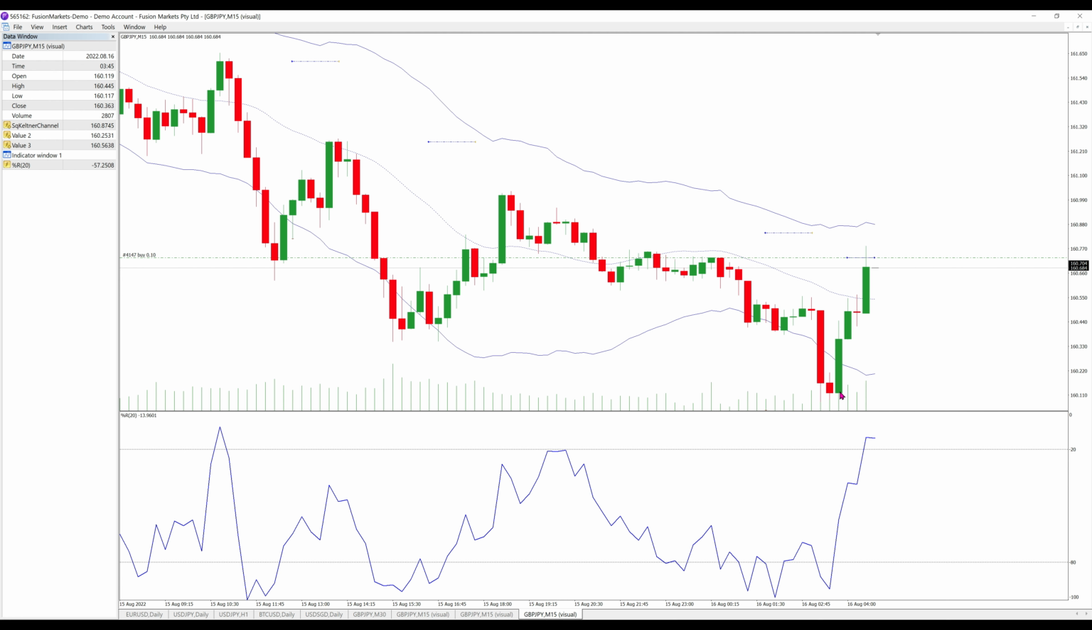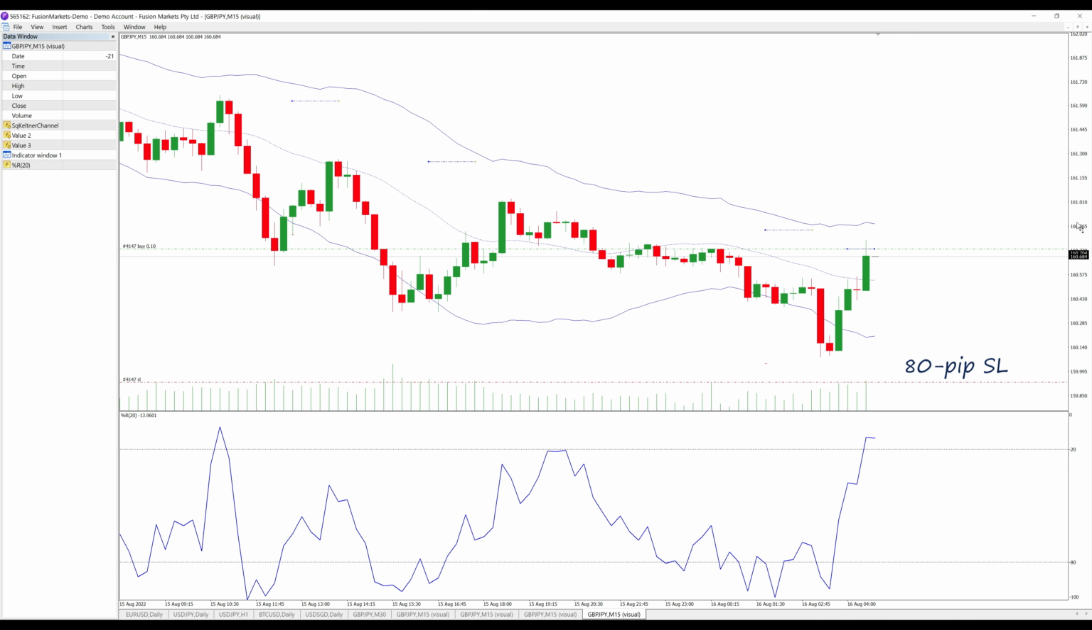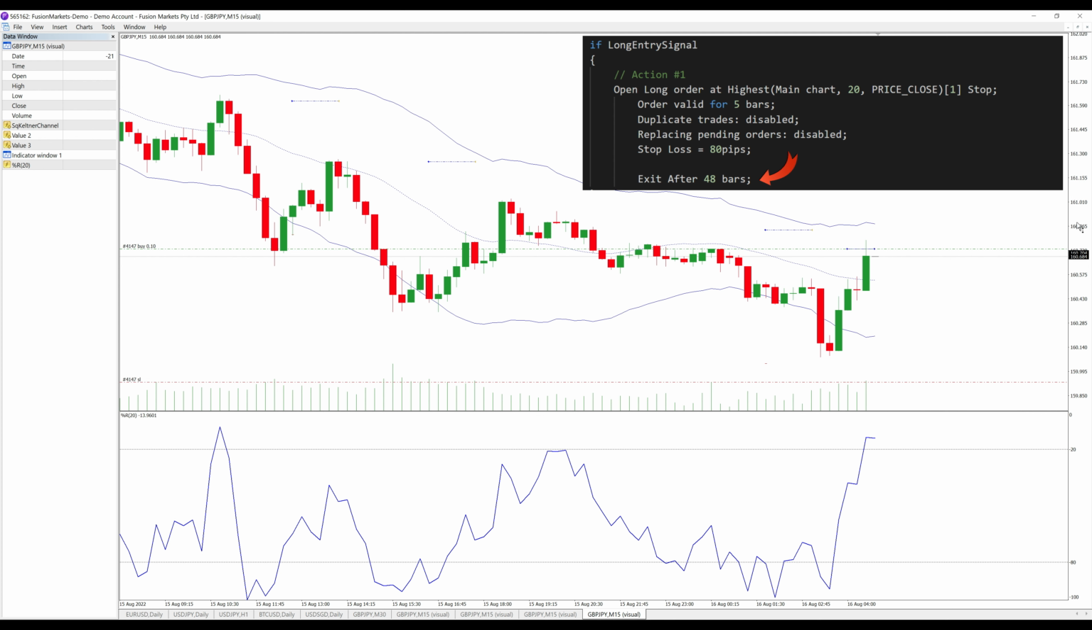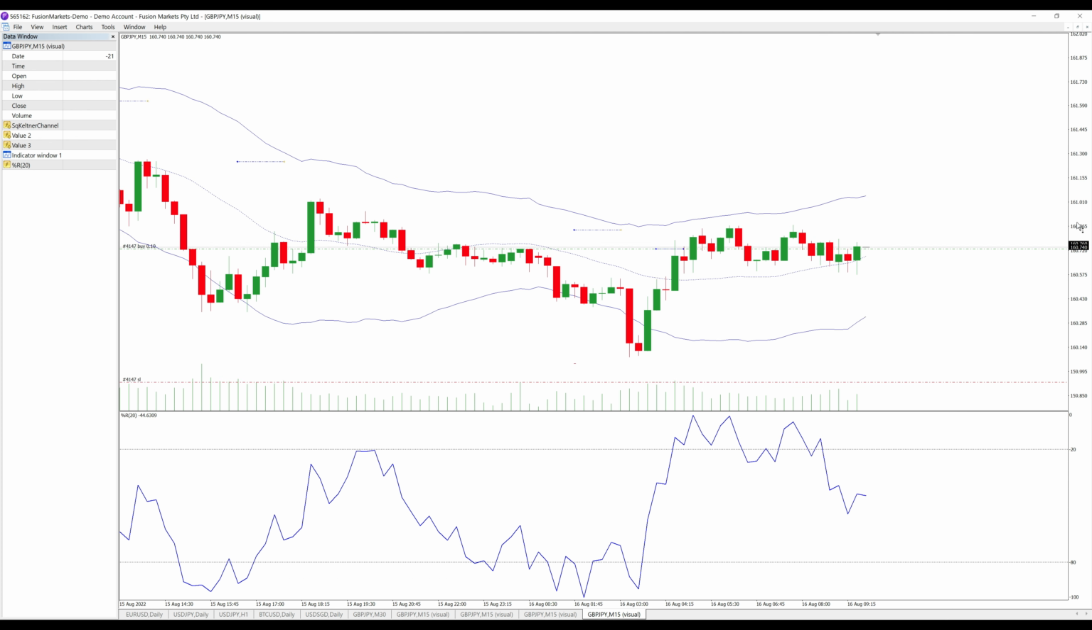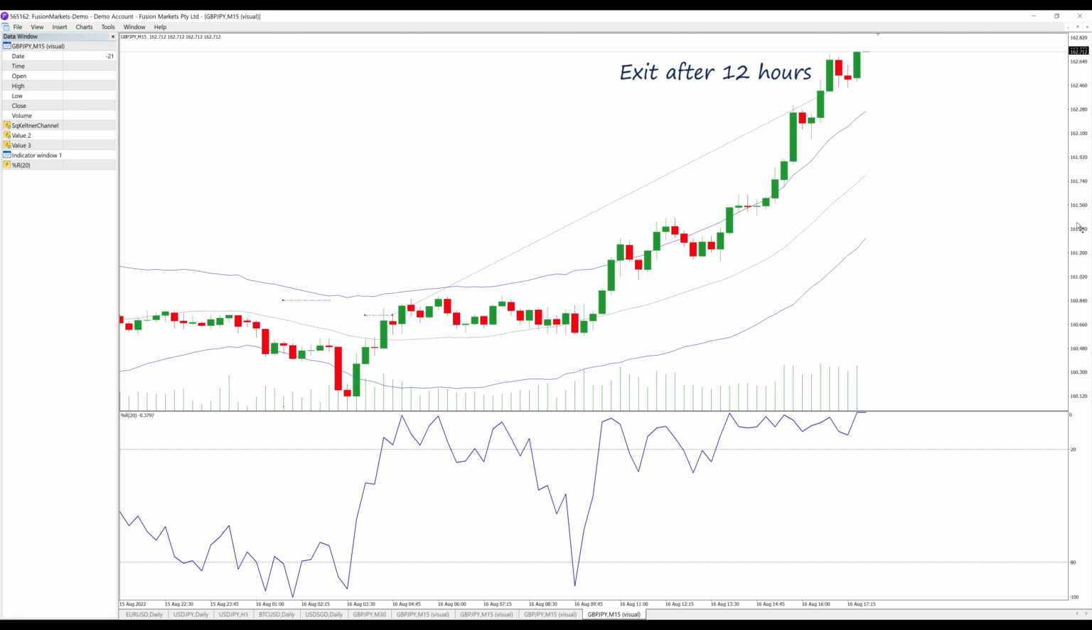So, for longs, you wait for an oversold condition as indicated by the Williams percent range crossing above -80 and an open below the lower Keltner channel, after which you place a buy stop at the highest close over the last 20 periods, valid for 5 bars. Downside is protected with an 80 pip stop loss, while profitable trades are closed either by the daily 23:45 exit or this 48 bar time stop, which translates to about 12 hours. For this trade here, the time stop was activated.